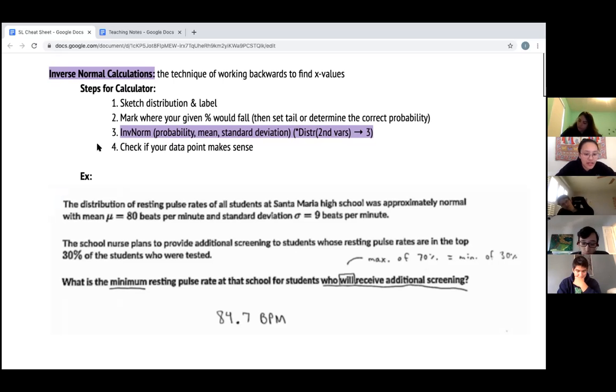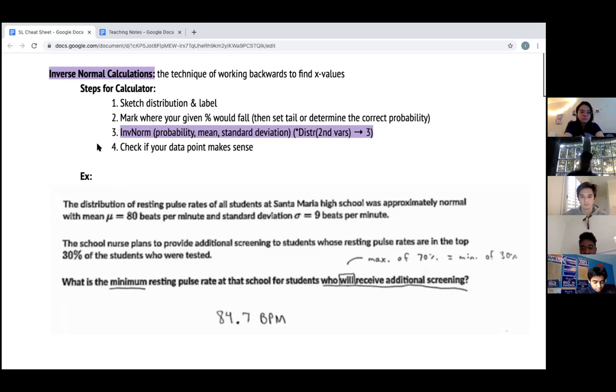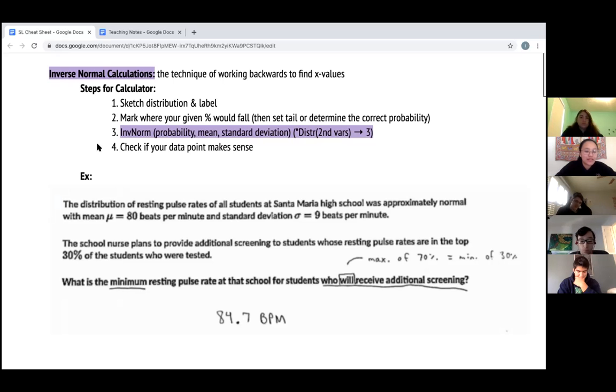There is an example over here, and I would like everyone to take their calculator out to try this example. Everyone good? Okay. So these are the steps for the calculator. For this example specifically, we were supposed to sketch a distribution, label it, and mark where your given percentage would fall. But Isabella kind of showed how to do that. The basic is, especially for Leonard and I's calculator, you just press inverse norm, which is the same for everyone's calculator, so that's good.